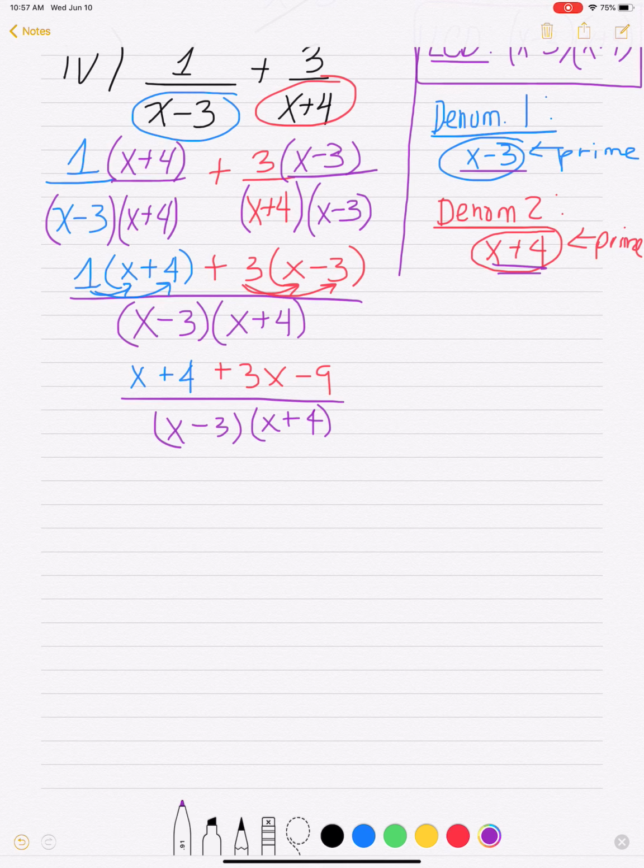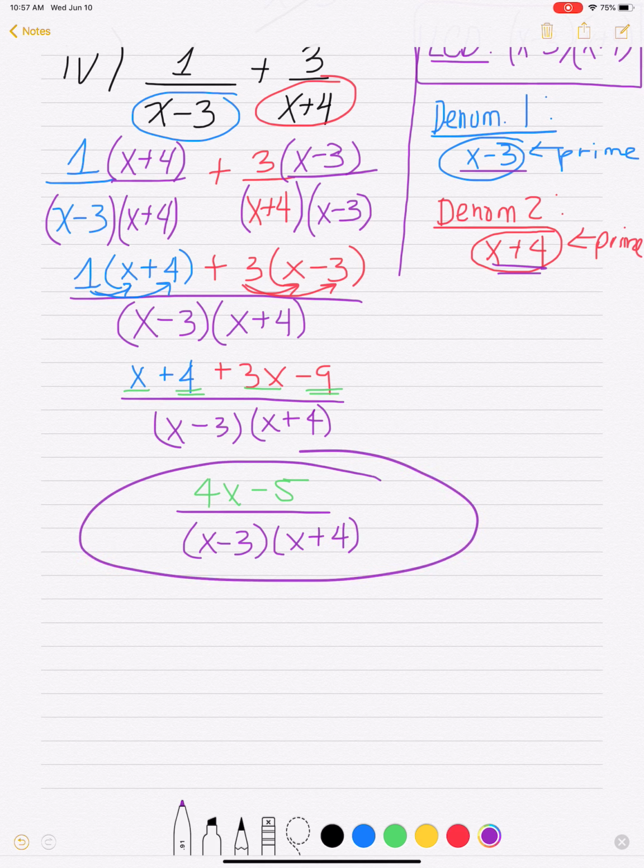And then combine like terms, right? X and 3x is 4x, and 4 and minus 9 is minus 5. So you get 4x minus 5 on top, and x minus 3, x plus 4 on bottom. Now that cannot really be simplified any further. I mean, if you wanted to, you could FOIL out the bottom, but there's no point in FOILing out the bottom. That's just a lot of extra work, and it doesn't help at all.